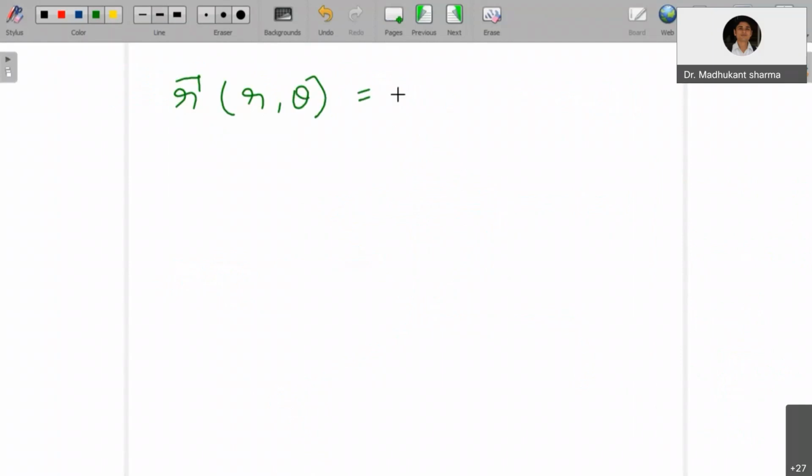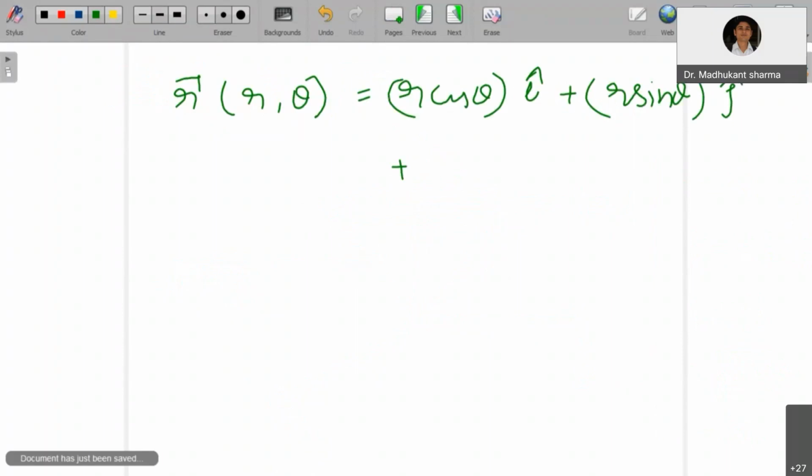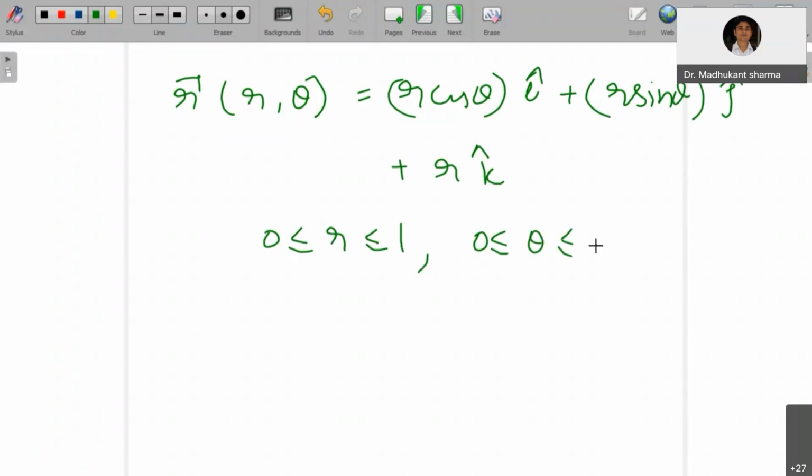So the parameterization of this cone surface is going to be r(r, theta) equals r cos theta i plus r sin theta j plus r k, where 0 less than or equal to r less than or equal to 1 and 0 less than or equal to theta less than or equal to 2 pi. This identifies the parameterization of the cone.